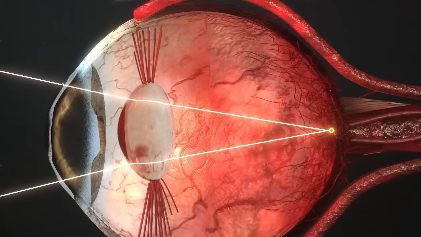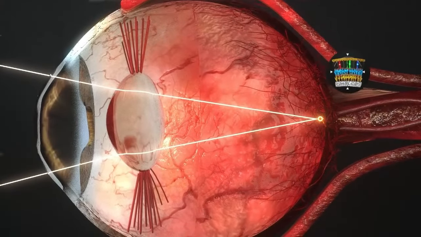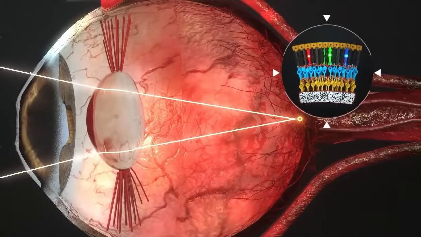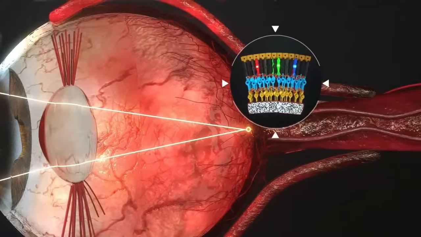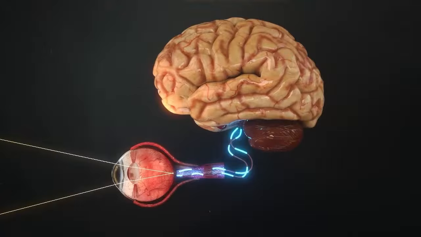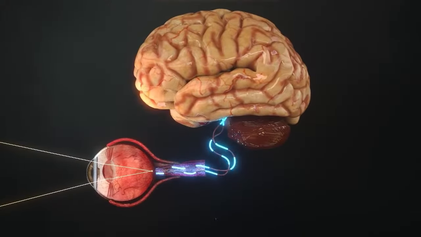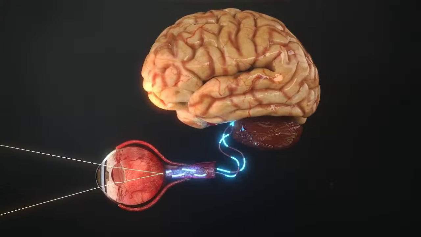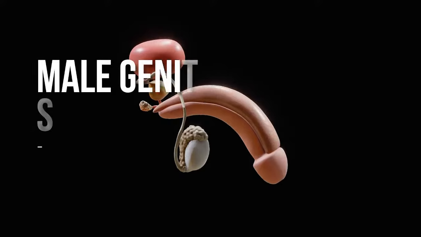Understanding its anatomy helps us appreciate not only its complexity, but also the importance of eye care. As technology advances, so does our ability to prevent and treat vision-related issues, making eye health a priority for a better quality of life. Male genital system.